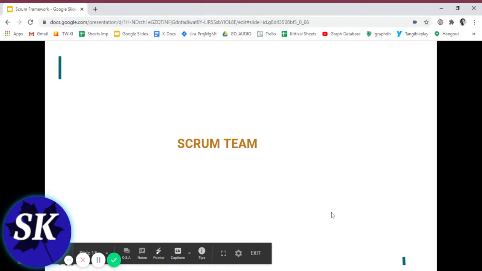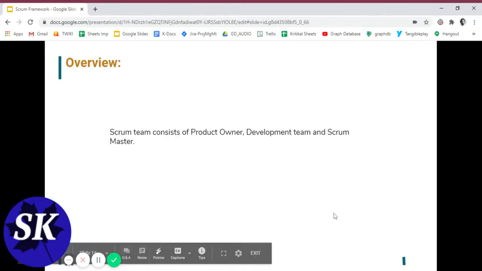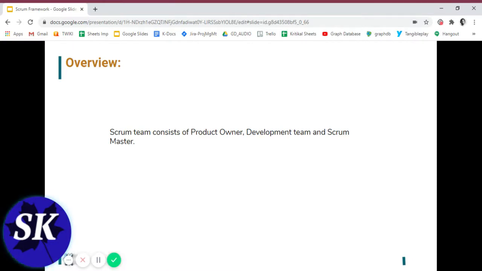Today we are going to look at the Scrum team. The Scrum team consists of a product owner, a development team, and a Scrum master. Scrum teams are self-organizing and cross-functional. In other words, general, specialized.